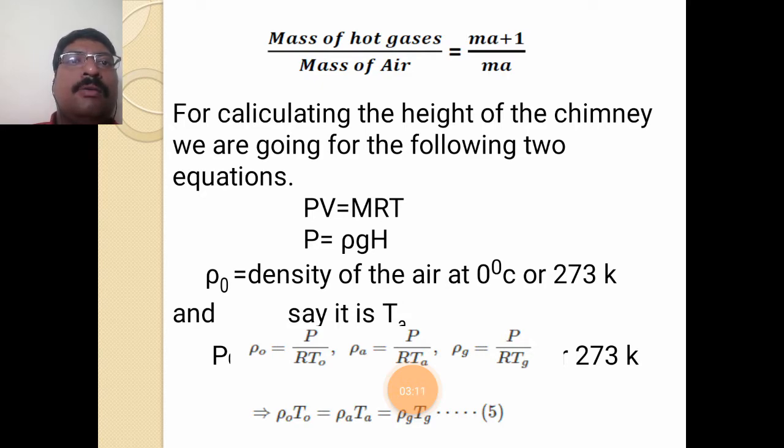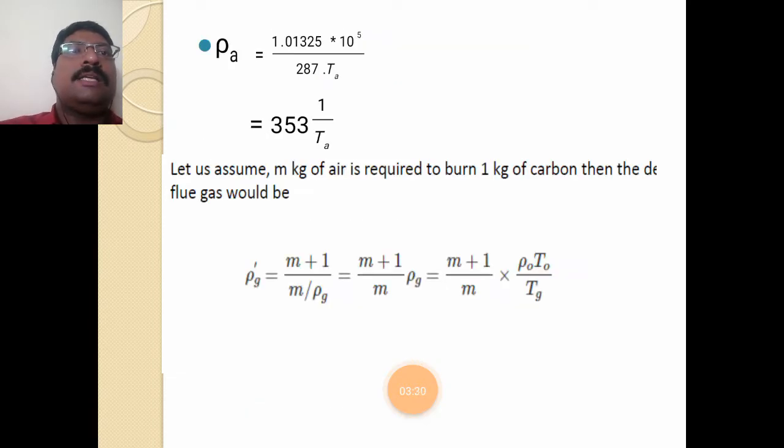From that we can write rho naught is equal to P by R T0, rho A is equal to P by R TA, and rho G is equal to P by R TG. From this we can take rho naught T0 is equal to rho A TA is equal to rho G TG. Now comparing these equations, we can determine the density of air.